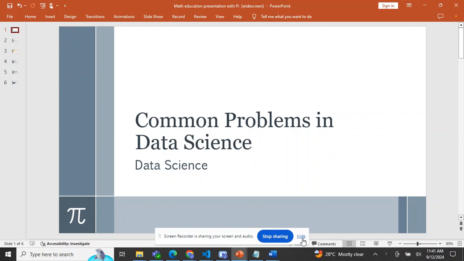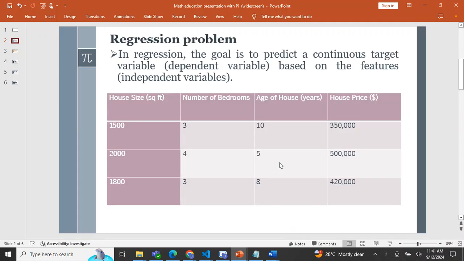Welcome, guys. So today we're going to look at some common problems in data science. So in data science, we have some common problems like the regression problem, the classification problem, the multi-classification problem, the time series problem, and the structured data problem.